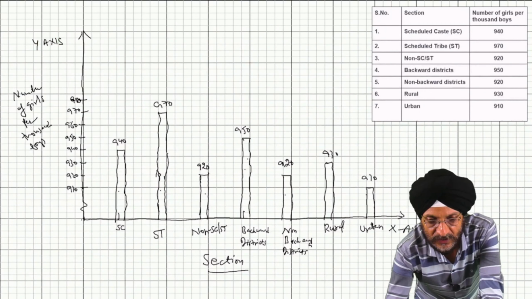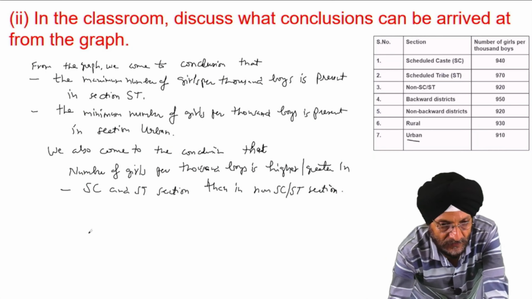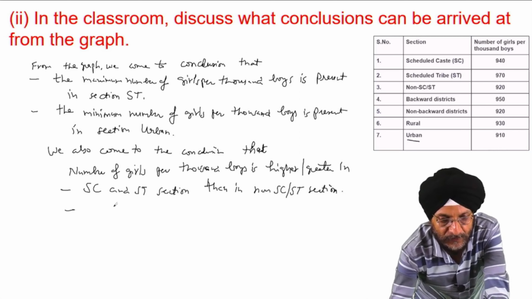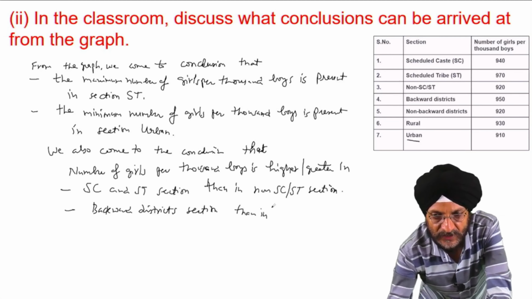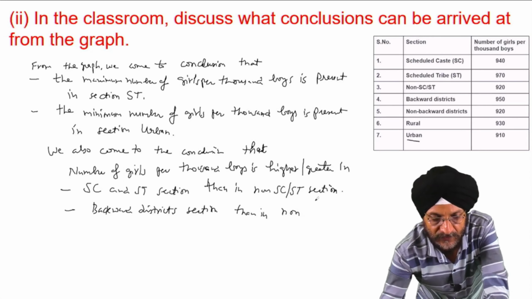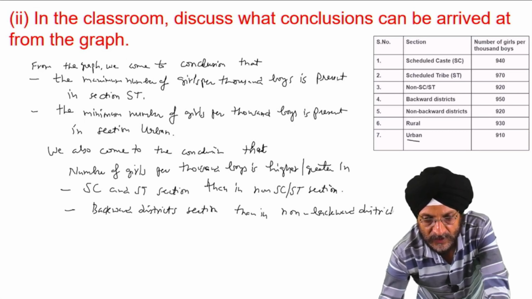Now, the number is higher in backward districts than in non-backward districts section.